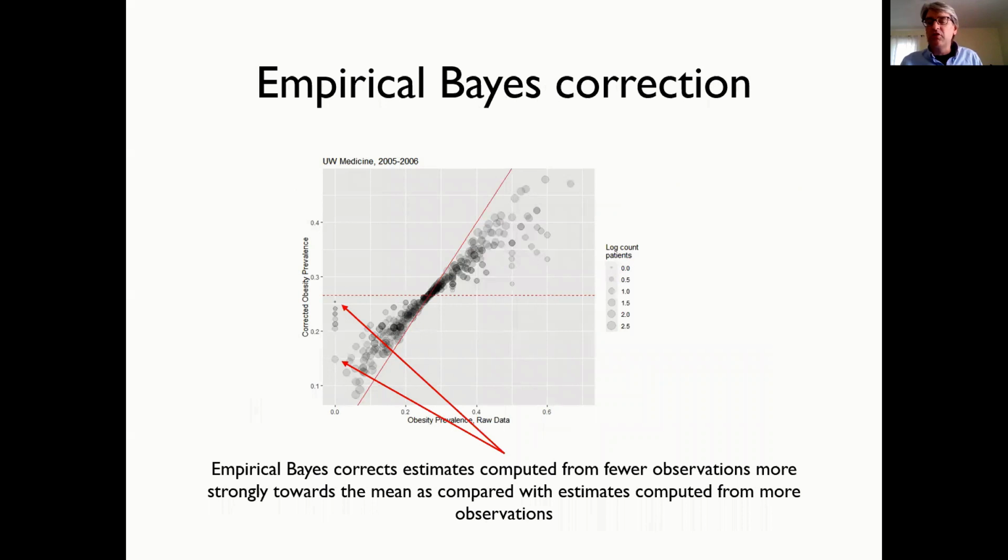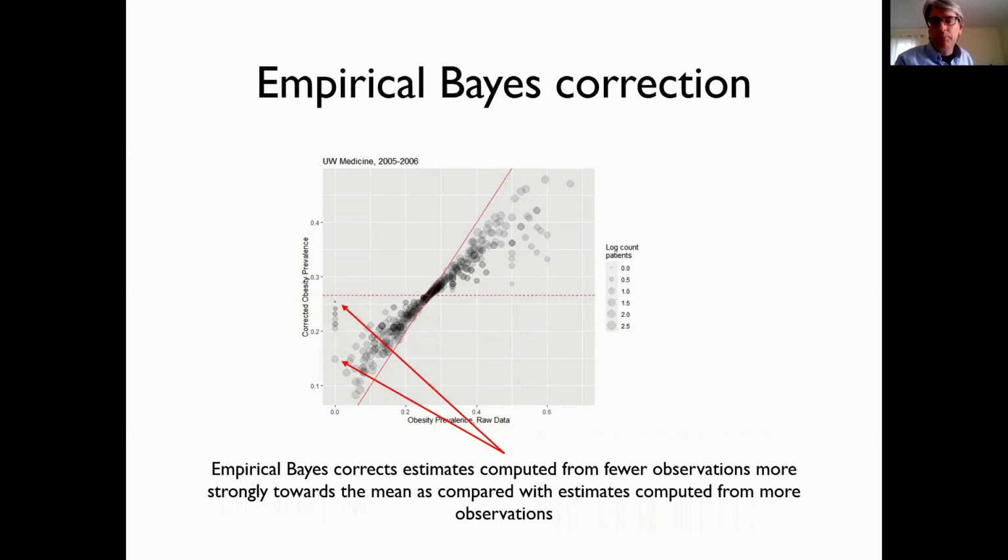The empirical Bayes correction is a very blunt way of dealing with this selection problem. But it basically says, if you had 2 people in a tract, you only have 3 possible values for the obesity prevalence: it could be 0%, it could be 50%, or it could be 100%, depending on how those 2 people end up. As you get more and more people, you get more nuance in the ways this can play out. So the empirical Bayes correction is a way of saying, when you have small numbers, shrink your estimate towards the grand mean.